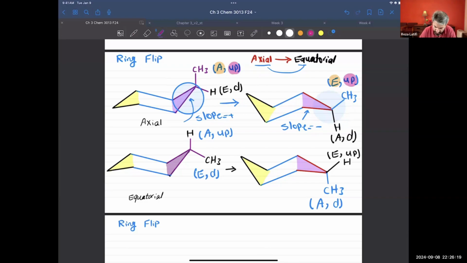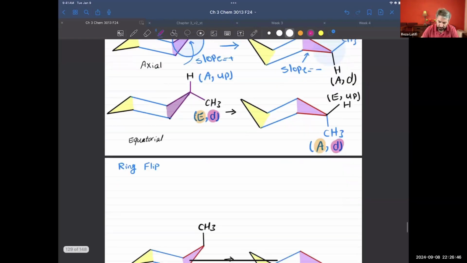How about the second example? Methyl was equatorial, now is axial. Used to be here, pointing down, and it still is pointing down. So up or down is not going to change. It's not going to change. But axial is switching to equatorial, and equatorial is switching to axial. So keep this one in your mind.